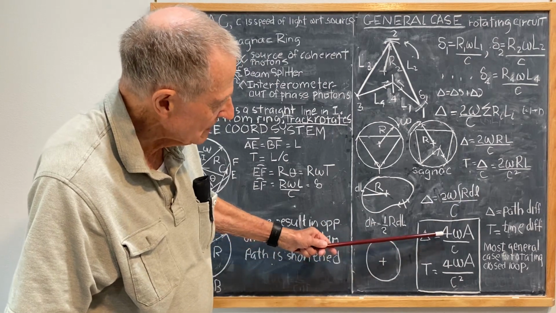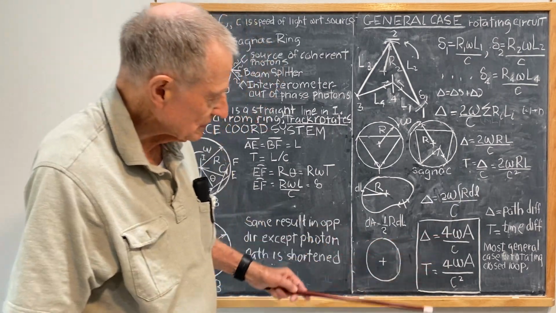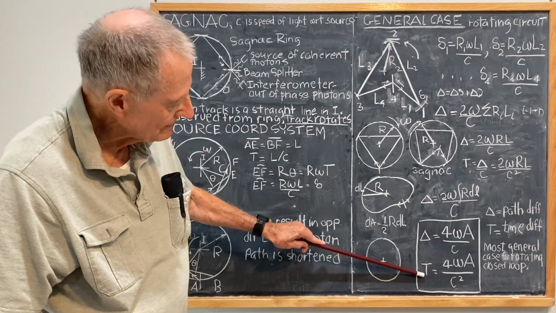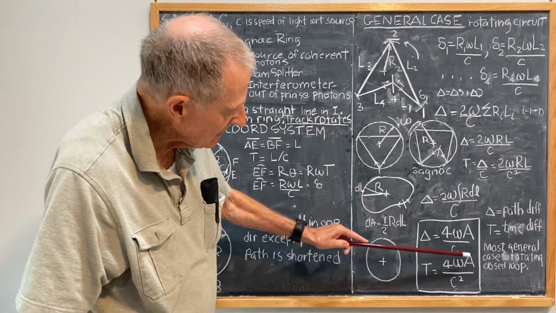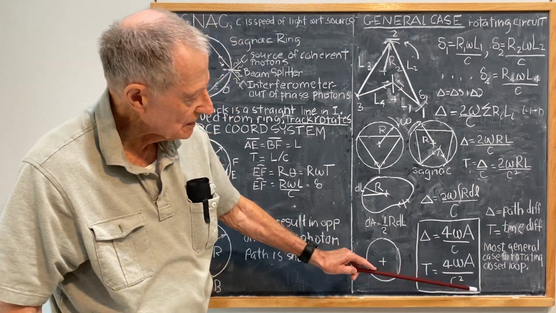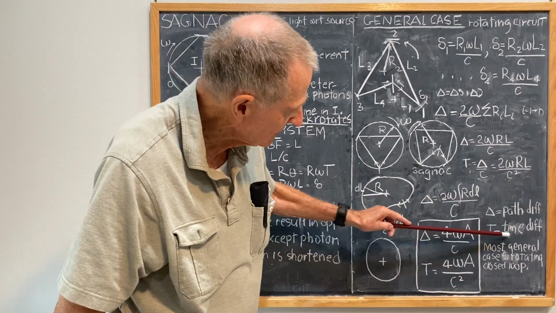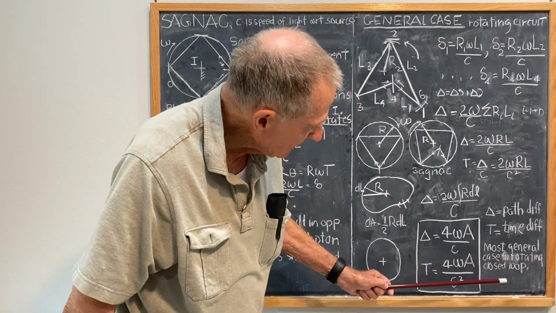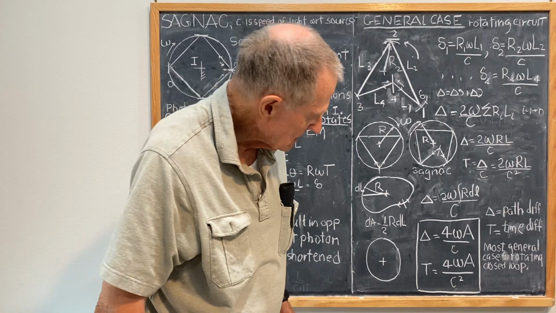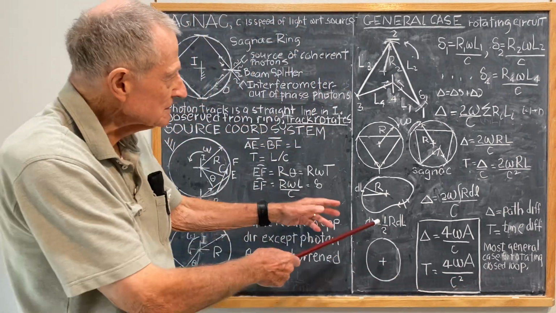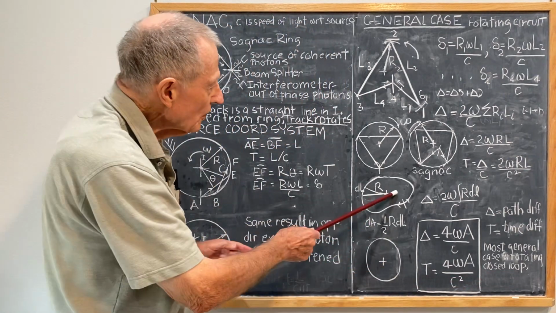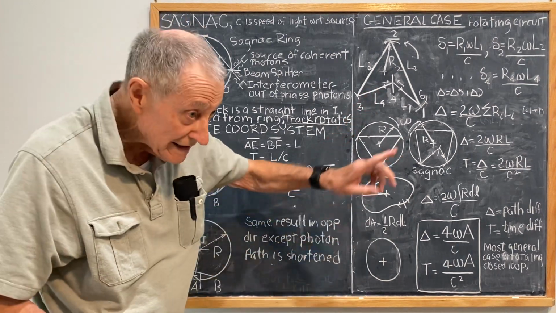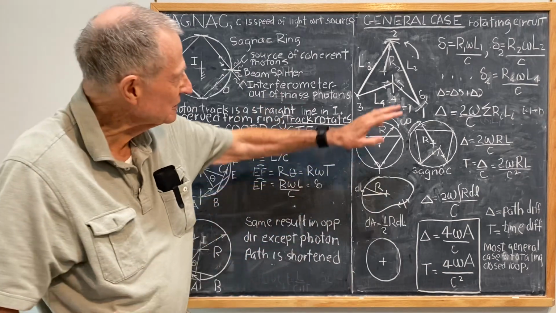So for this arbitrary case, taking R dL as the area, delta is 4 omega A over c, and if we divide by c, we get the time difference for both directions, 4 omega A over c squared, where delta is the path difference and T is the time difference. And this is the most general case for a rotating closed loop. Then after I did this, it occurred to me that this also applies to this. So the final answer for any closed loop, I just didn't see it when I was doing it.